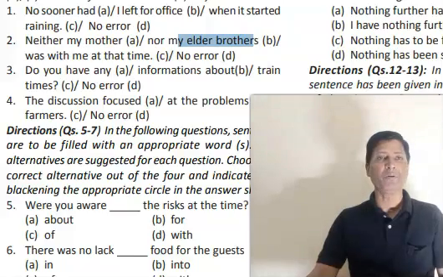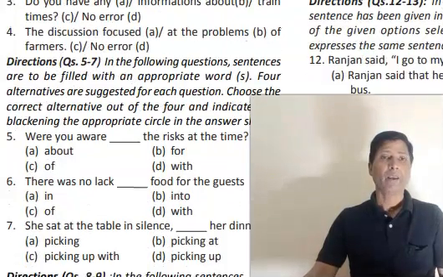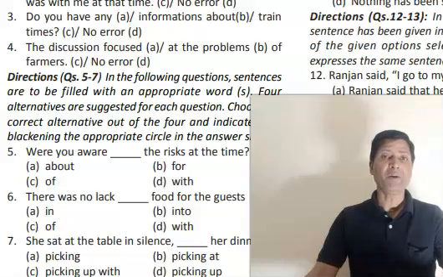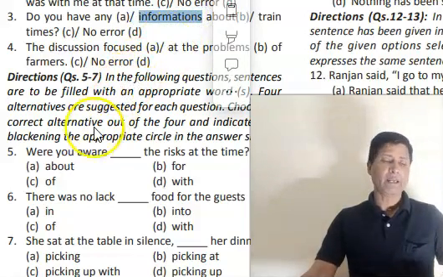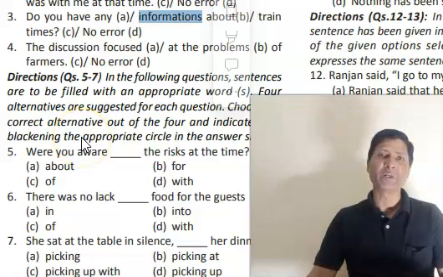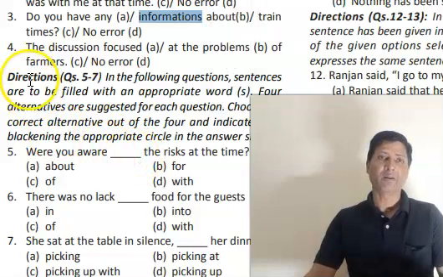Look at question number 3. Do you have any informations about train times? In this question, the word informations is wrong. Information in English is an uncountable noun. We do not add S with it. When we add S, that word becomes wrong. So remove S.